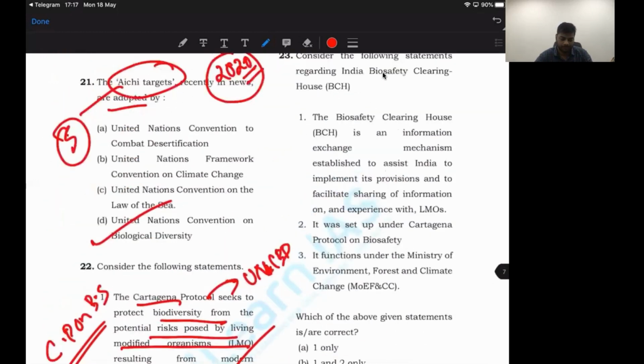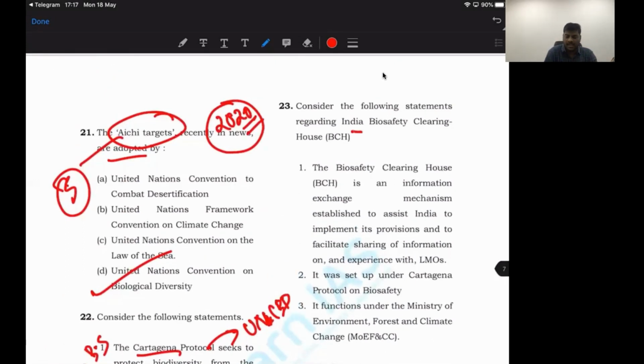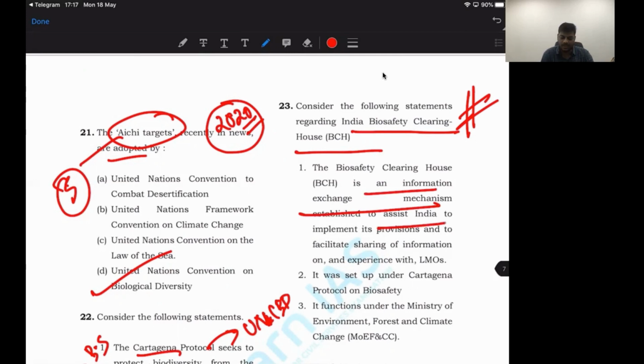Okay, 22nd one. Then 23rd one, a question regarding the India Biosafety Clearinghouse. Again an important one. This particular question can be expected this year. The Biosafety Clearinghouse is an information exchange mechanism established to assist India to implement its provisions and to facilitate sharing of information and experience with LMOs. If a particular country is using LMOs, you have to convey that information regarding the LMOs and their use to the international community through some mechanism. And that mechanism is the Biosafety Clearinghouse, which was established under the Cartagena Protocol.